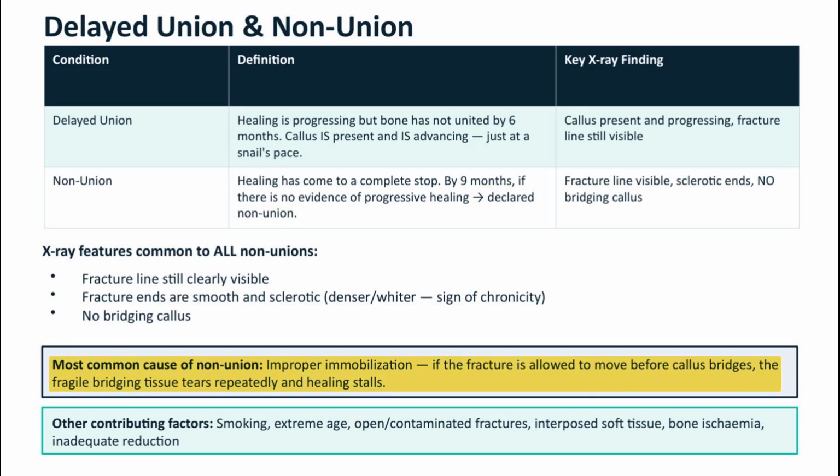Now, the most common cause of non-union: improper immobilization. If the fracture is allowed to move before the callus bridges, the fragile bridging tissue tears repeatedly, and healing stalls. Other contributing factors include smoking, extreme age, open or contaminated fractures, interposed soft tissue, bone ischemia, and inadequate reduction.